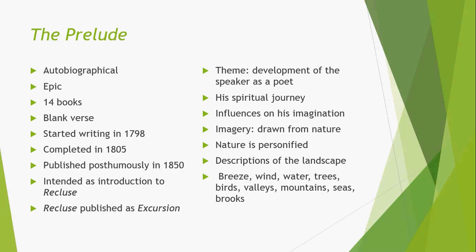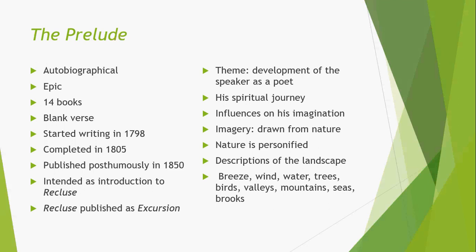We have 12 books in the Prelude. Like Milton's Paradise Lost, Wordsworth also makes use of blank verse. There is no end rhyme, but the lines are written in iambic pentameter. The Prelude took a very long time to write. He started writing it in 1798, that is the beginning of the Romantic Age. He did not write it continuously; there were breaks in between. It was finally completed in 1805, but it was not published until after his death in 1850.